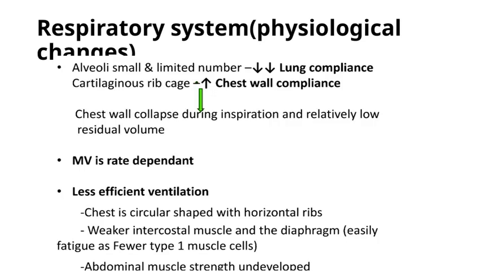Now, let's take a closer look at the physiological changes in the respiratory system. As we age, several key adaptations occur that impact how our lungs and airways function. For instance, the elastic recoil of the lungs decreases, which means the lungs aren't as stretchy as they used to be.